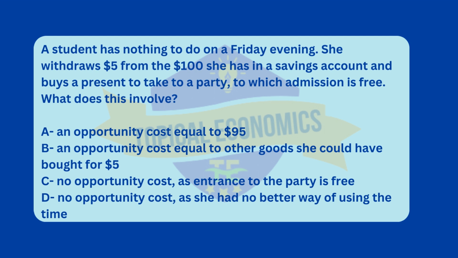Lastly, option D. No opportunity cost, as she had no better way of using the time, is incorrect, because the question is about money, not time. Even though the student has no other plans for the evening, the opportunity cost is still the $5 spent on the present. The time spent at the party may have an opportunity cost, but the question is specifically about the decision to spend $5. There are always other ways she could have used the money, and that's what creates the opportunity cost.